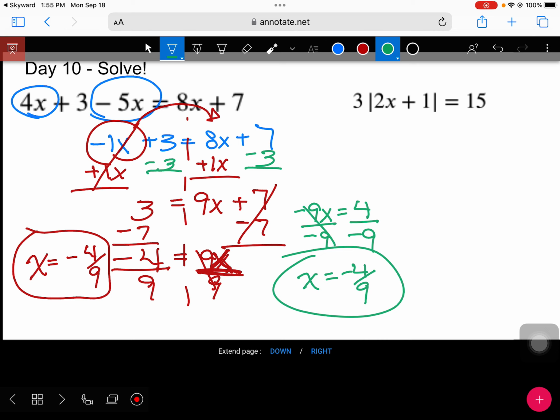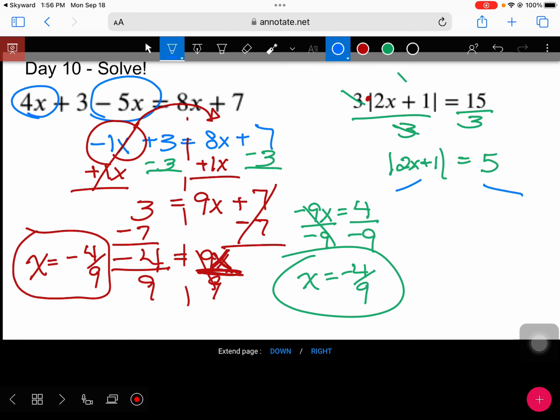Isolate and separate. Is this absolute value isolated, Miss Olivia? No, it's not. What's the operation happening between the 3 and the absolute value? Multiplication. Can I distribute in an absolute value? No, that doesn't isolate it. So what do I need to do? Divide by 3. Absolute value of 2x plus 1 is equal to 5. Now it's isolated, and now I can go into my two cases.